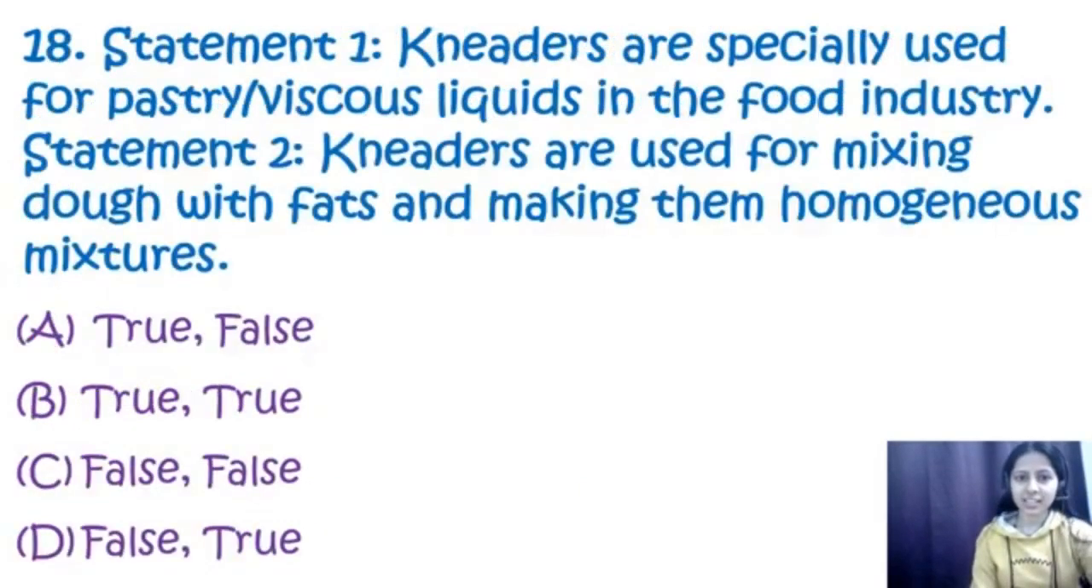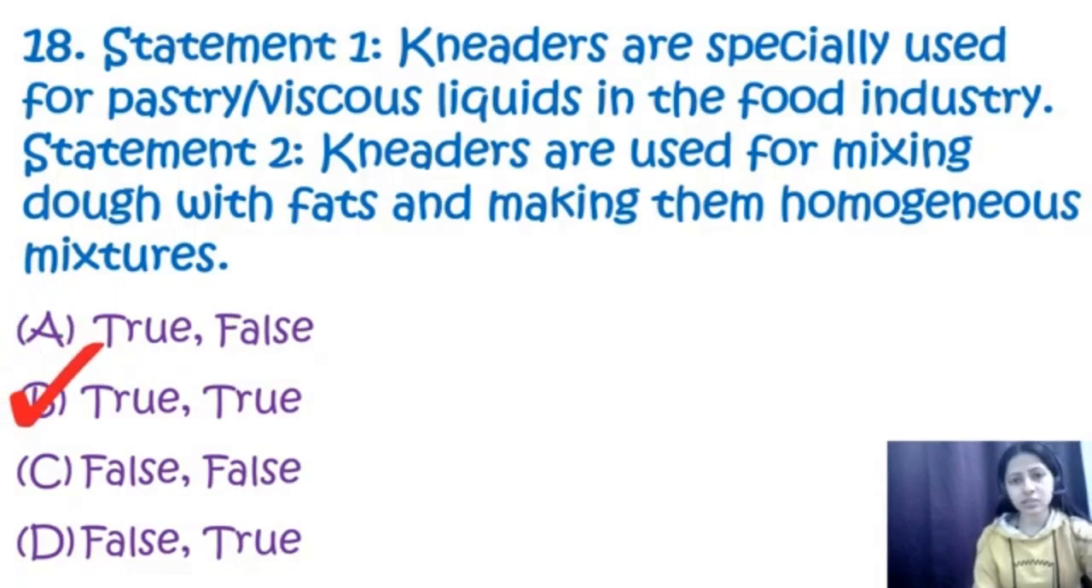Number 18, statement 1. Kneaders are specially used for pastry viscous liquids in the food industries, and statement 2. Kneaders are used for mixing doughs and fats with fats and making them homogeneous mixtures. So options are A true false, B true true, C false false, and D false true. So the correct option will be option number B, that is true true.